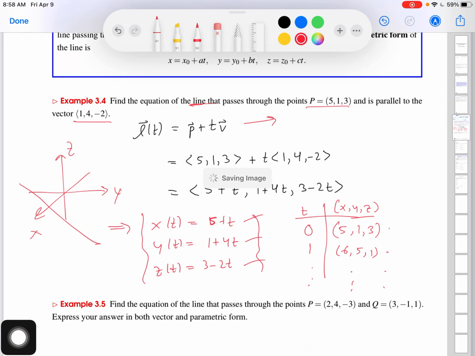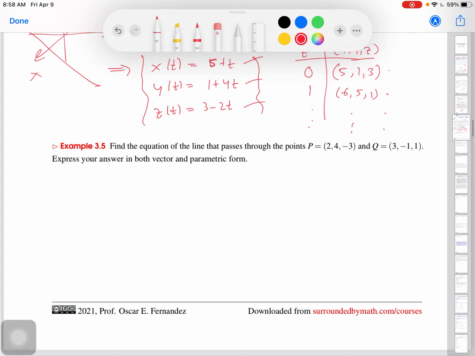Great, so let me go back and talk about the last example. In this example, we want to find the equation of the line that passes through 2 points in R3 and express your answer in both vector and parametric form. As in two-dimensional space, where 2 points determine a line, same thing in three-dimensional space, 2 points determine a line.